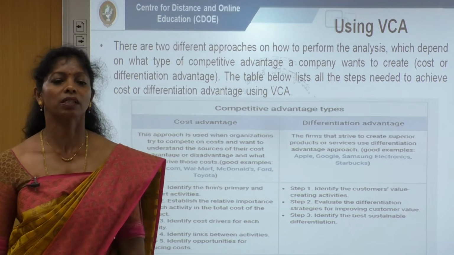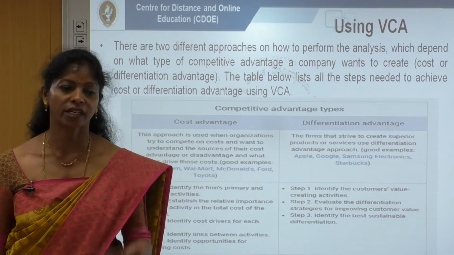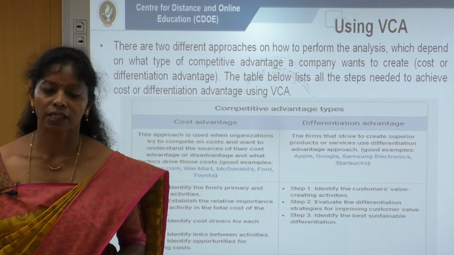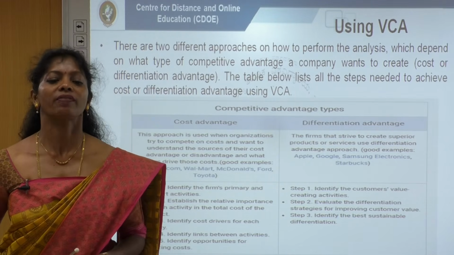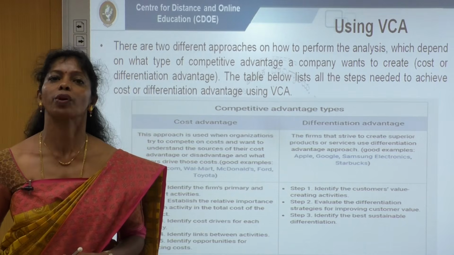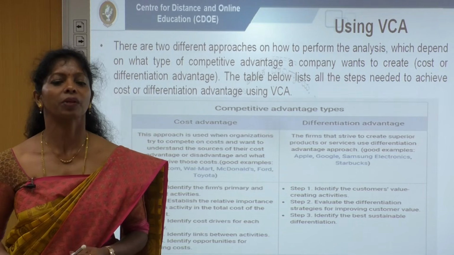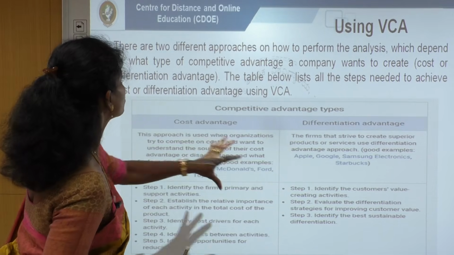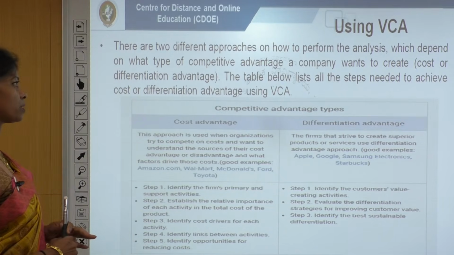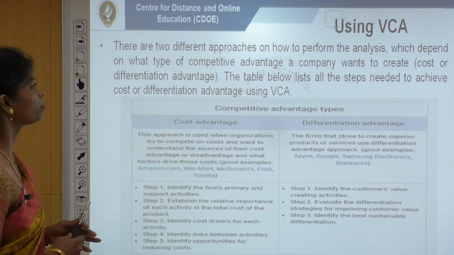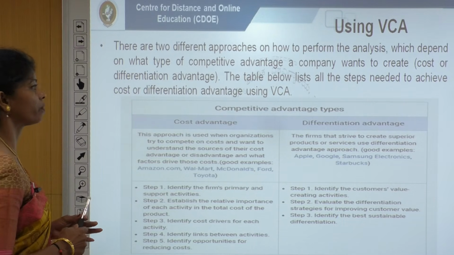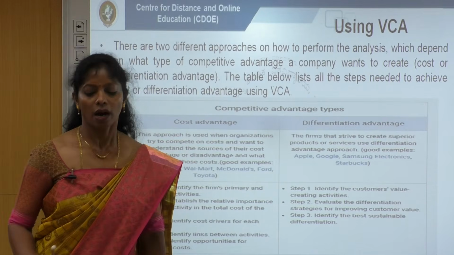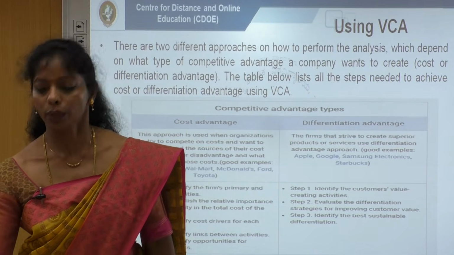So in this differentiation advantage, to identify it, there are 3 steps. One is to identify the customer's value creating activities. Step 2 is to evaluate the differentiation strategies for improving customer value. Step 3 is to identify the best sustainable differentiation. So using value chain analysis, a company can gain a competitive advantage either through cost advantage or through a differentiation advantage. This is about the VCA.